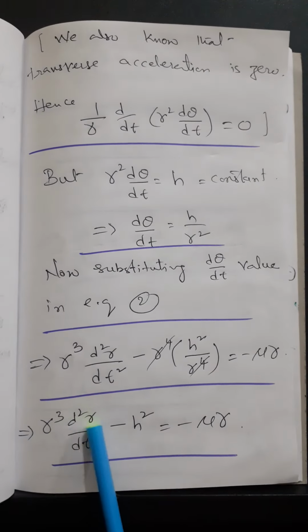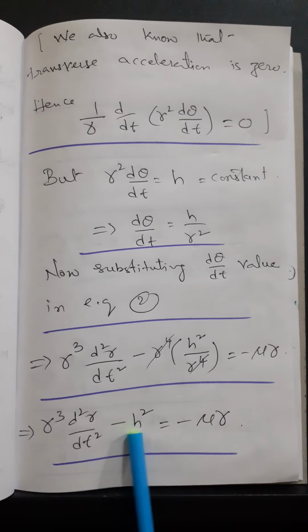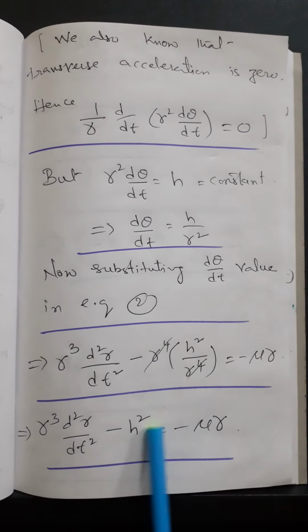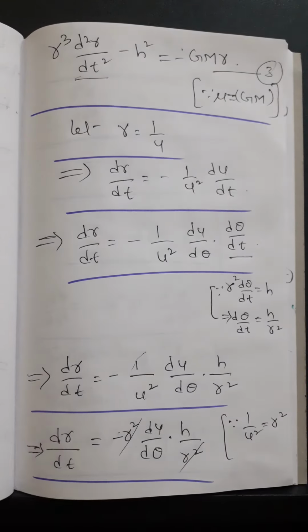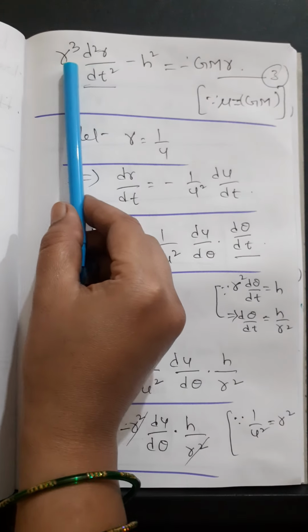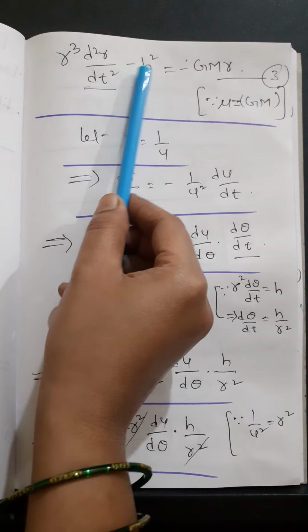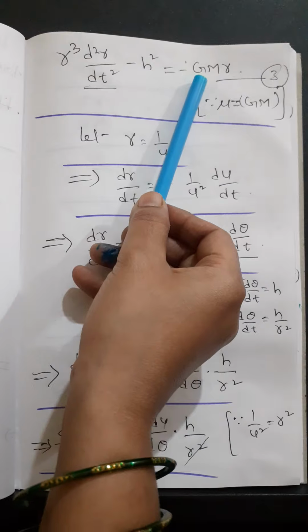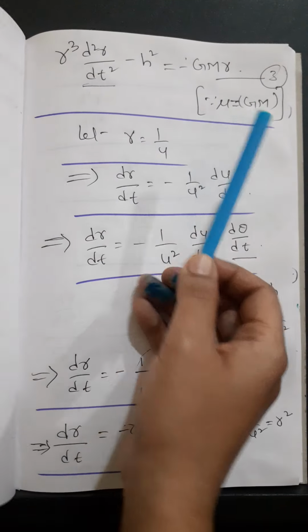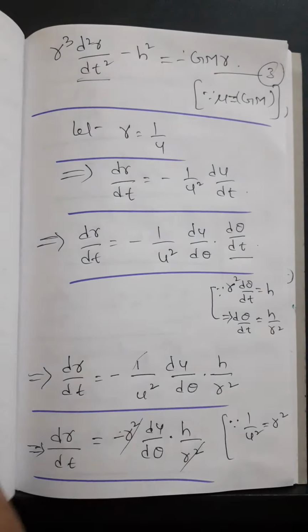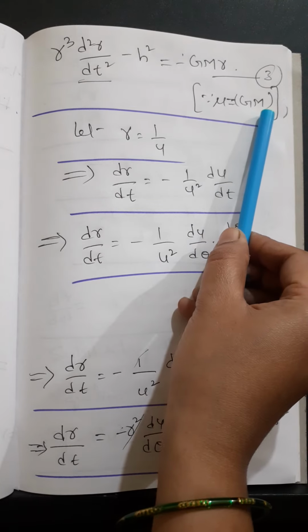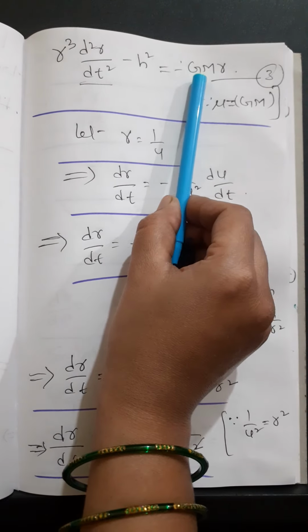Next, r cube d square r by dt square minus h square, so r to the power of 4 gets cancelled, is equal to minus mu r. Now here we get r cube d square r by dt square minus h square is equal to, here we are substituting the mu value. What is the mu value? Here mu is nothing but GM. So we are just substituting the value of GM.